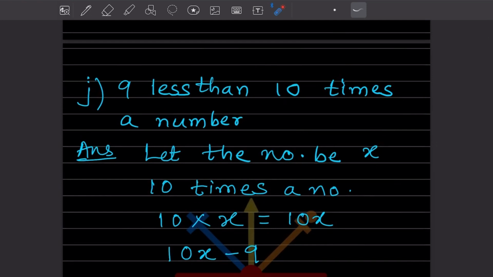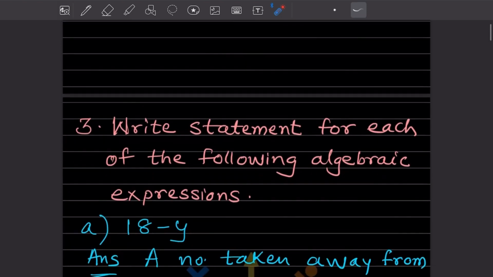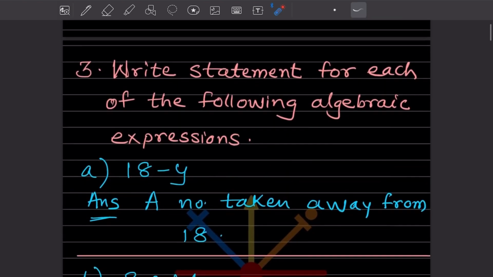Okay, now look at here. 9 less than 10 times a number. First, directly we are not going to say 10 times, but let the number be x. 10 times a number, what is it going to be? That is going to be 10 into x. That is 10x. Okay, less than again. That is 10x, and we have 9 less than. So 10x minus 9. Hope you are getting it. Okay, so this was the one. So we'll go for the next question.